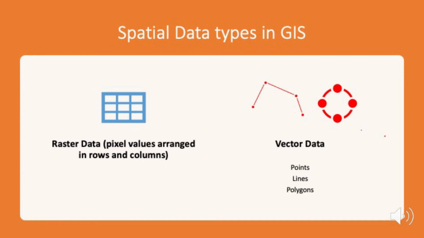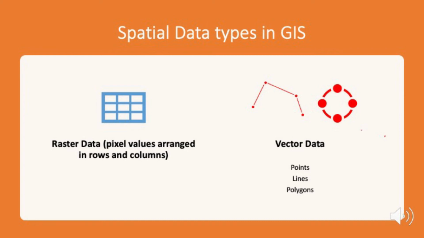So vectors are divided into three categories, you can say. You can represent vector as points. Points can be on the map, like a tree, a pole, or something that is standing on the map, and it can be represented by a single point.